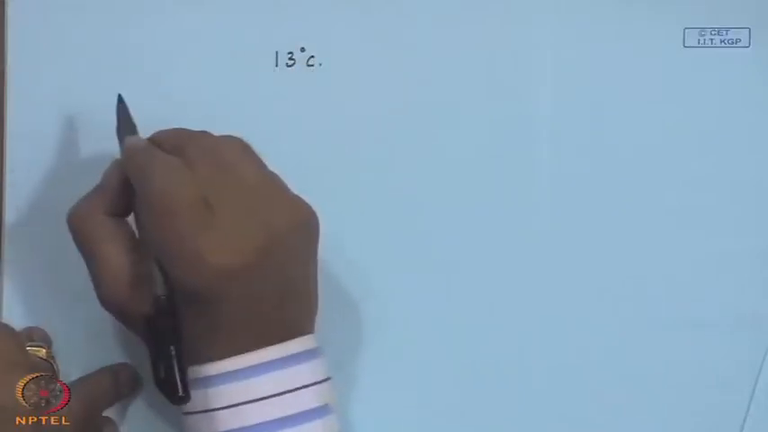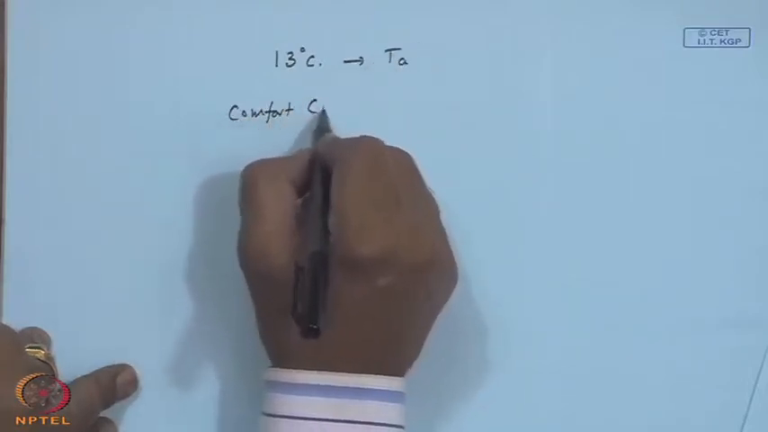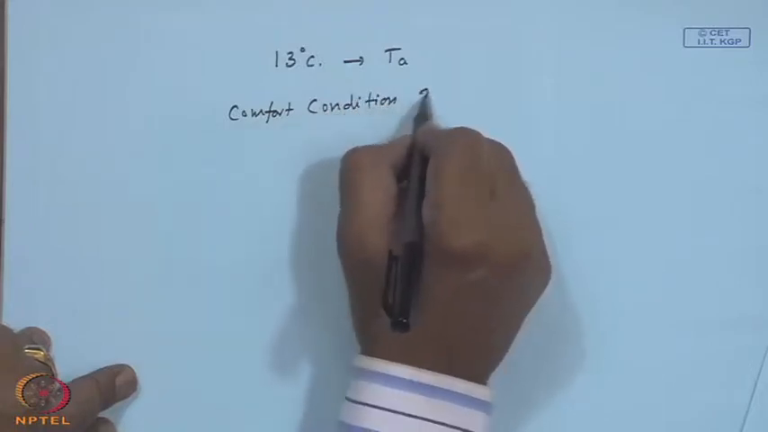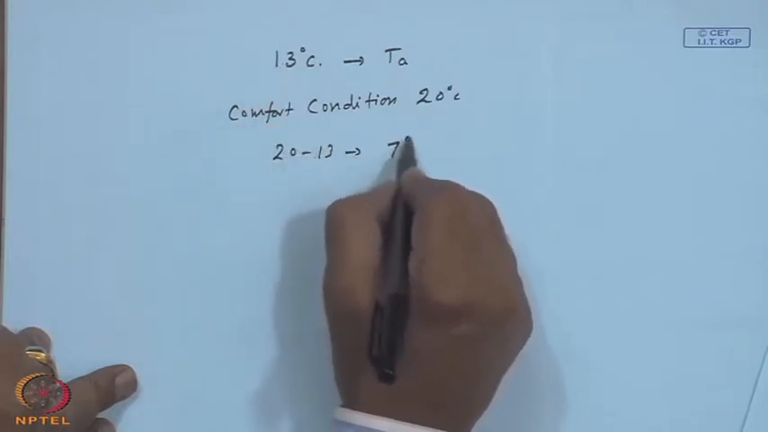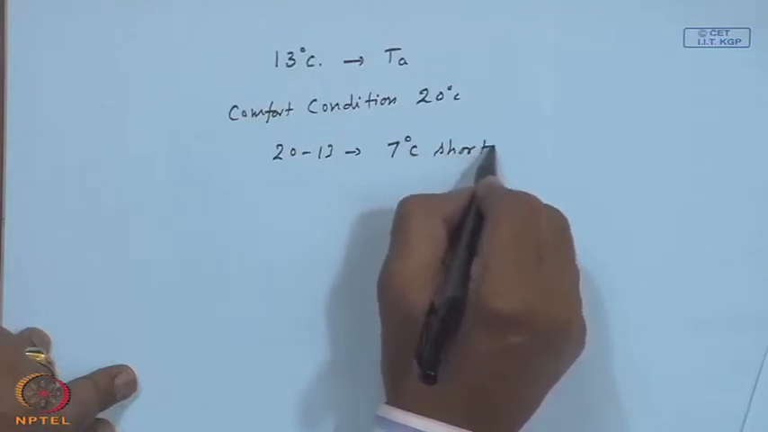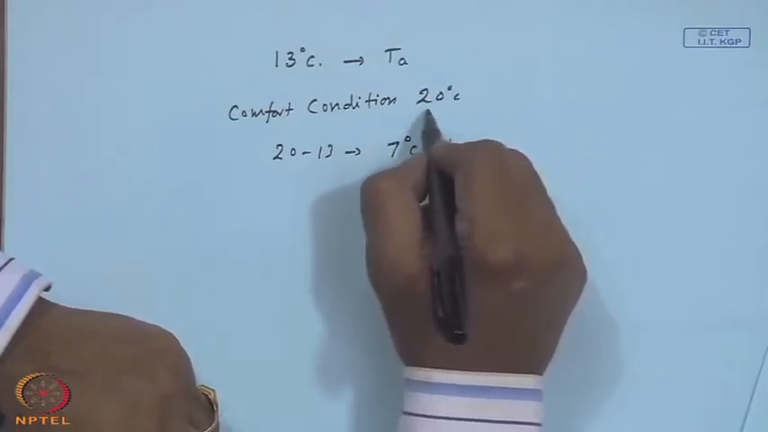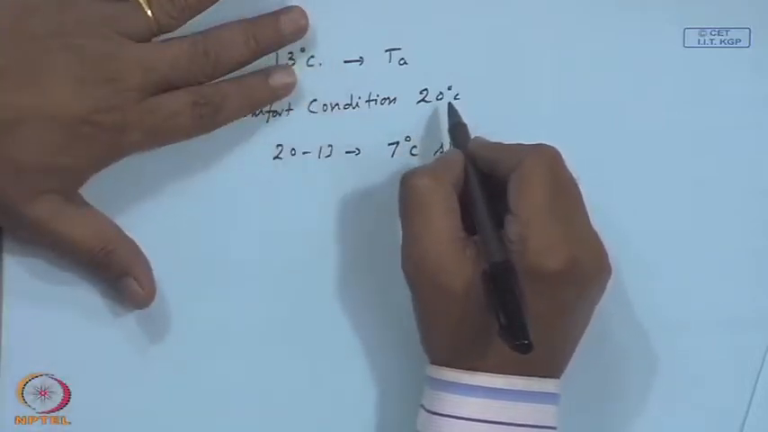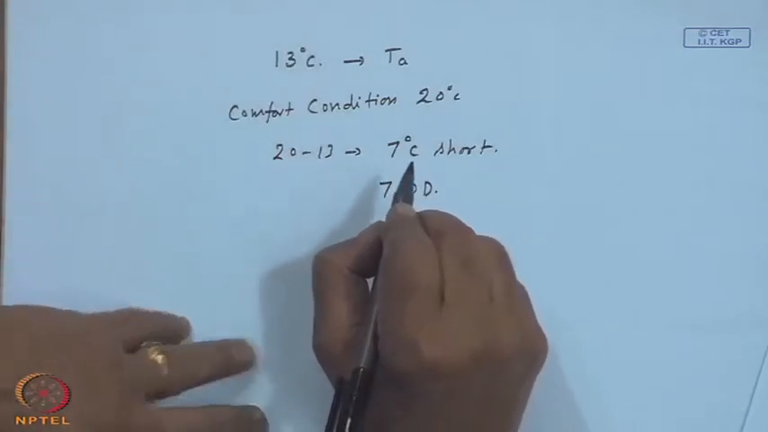If you have an ambient temperature of 13 degrees, let us say, and comfort condition, this is let us say TA, comfort condition is 20 degrees C. So, 20 minus 13, 7 degrees C short. If this lasts for one day, suppose ideally my comfort condition does not change, it is 20 degrees C, throughout the day 13 degrees C is maintained, then this will be having 7 degree days. Okay? If the ambient temperature is 13 and the comfort condition is 20, it is deficit by 7 degrees, so you have a degree days of 7.